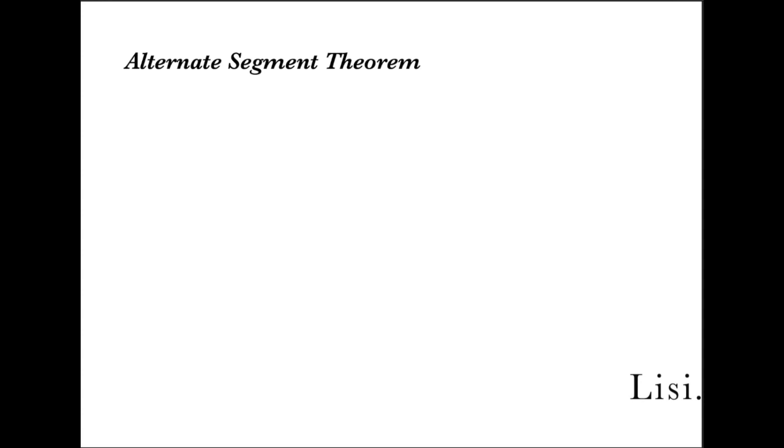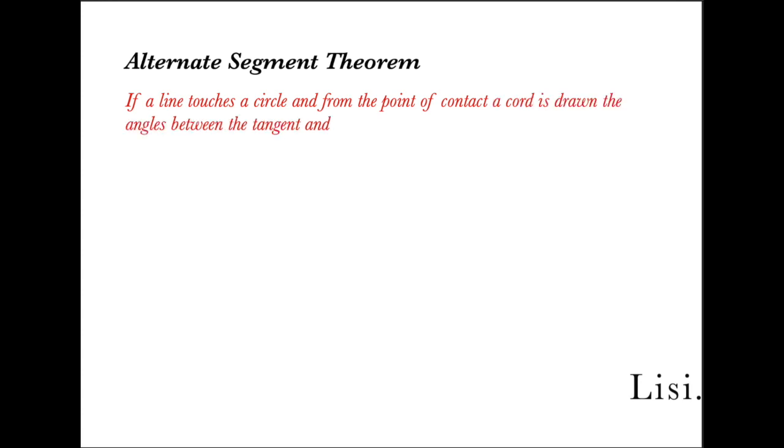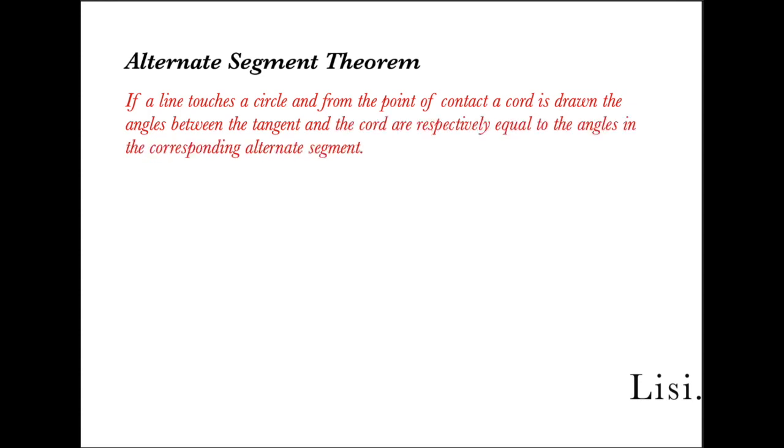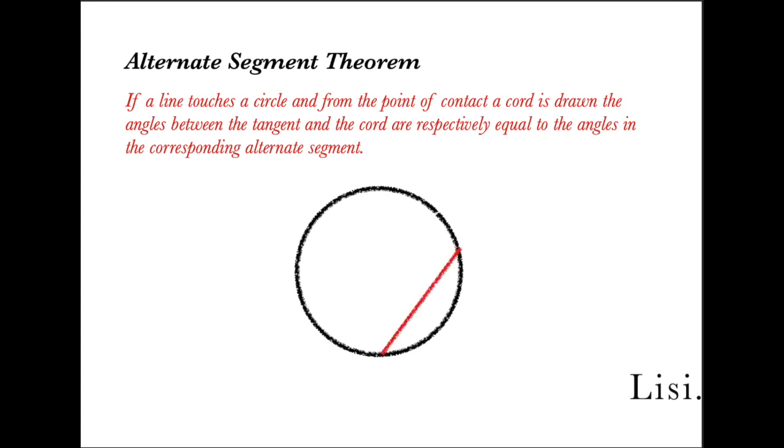If a line touches a circle and from the point of contact a chord is drawn, the angles between the tangent and the chord are respectively equal to the angles in the corresponding alternate segment. A circle is there, and now draw a chord, and now this chord gets in contact with 2 points on the circumference, isn't it? You consider one point and draw a tangent to that point.